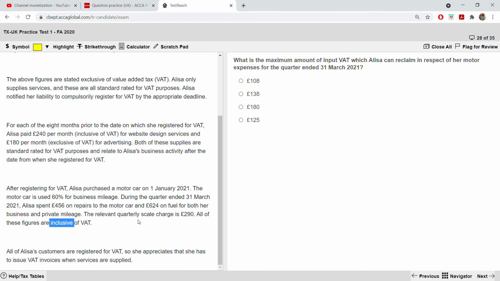So how will it be treated? What you're going to do is this 456 and this 624. Add both. Again take VAT because it is inclusive of VAT. So into 20 divided by 120, which will be 180. That's it. You can claim this and you can claim this.